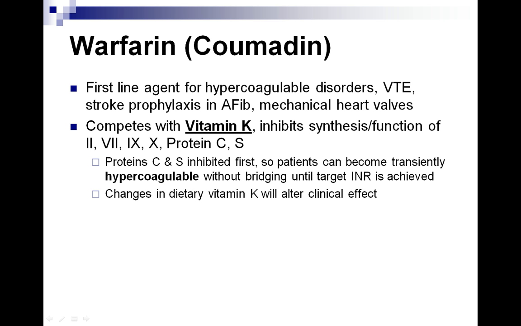And you should know these factors. They are 2, 7, 9, and 10, as well as proteins C and S. Remember, we discussed before that proteins C and S are the first ones to be inhibited. So paradoxically, when you give someone Coumadin, the first thing that happens is they become hypercoagulable. And that's why we usually start patients on heparin first, and once they're therapeutic on heparin, then we start the Coumadin, and then we can stop the heparin after a day or so.